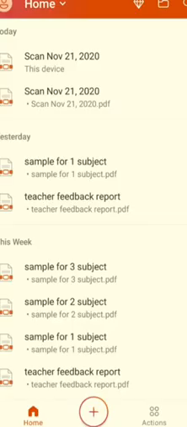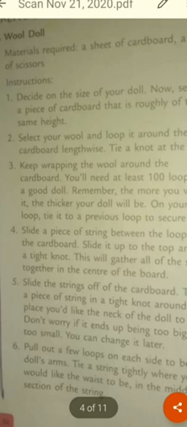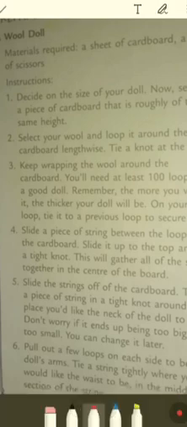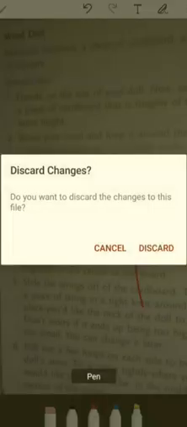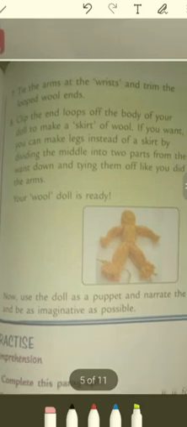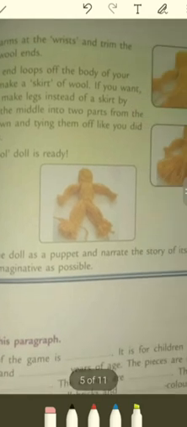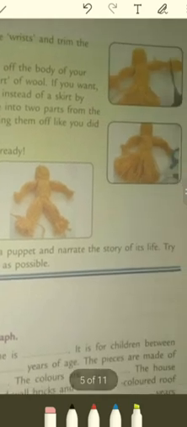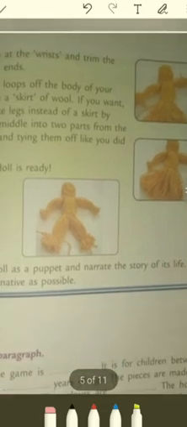Very interesting. Now you can use the same doll and tell the way you created it, the story of its life. Then there is this paragraph.